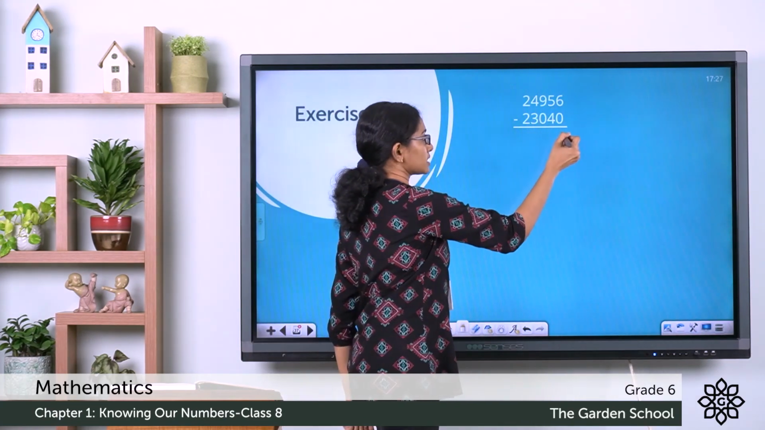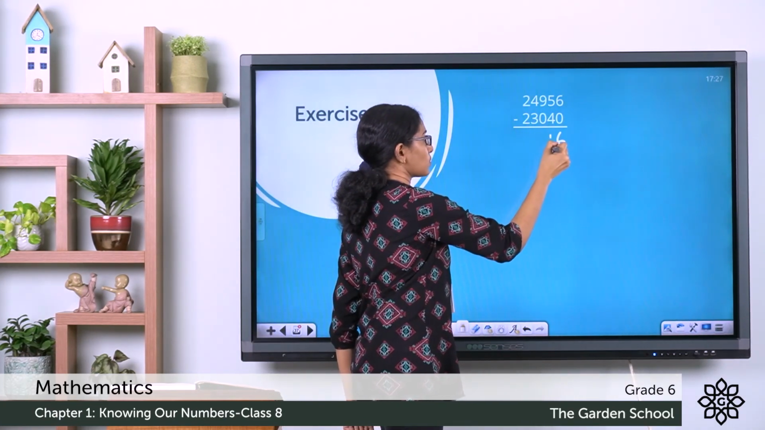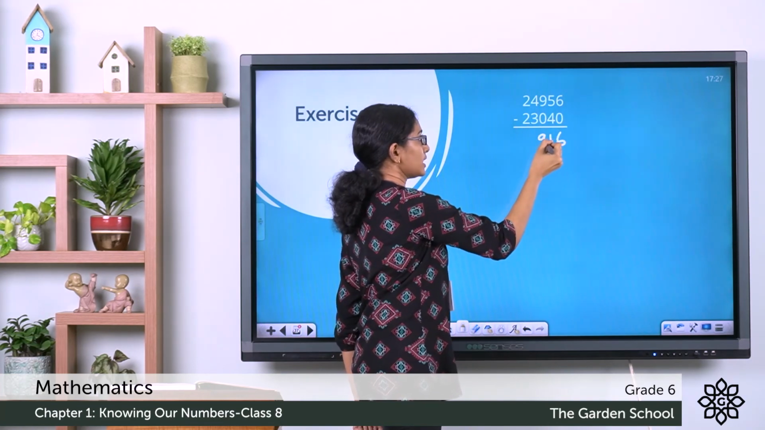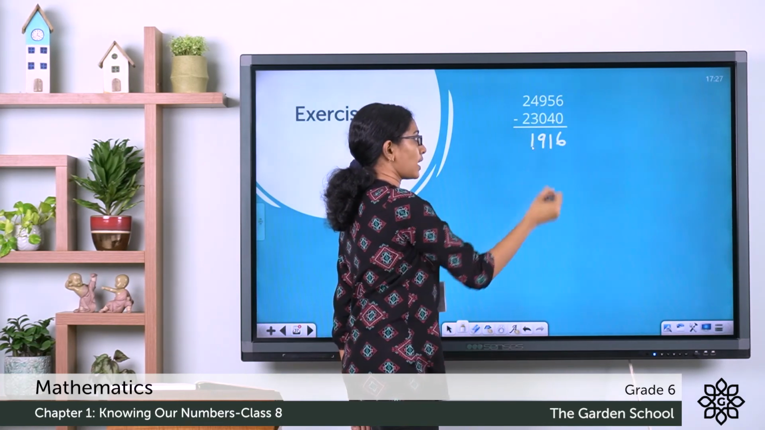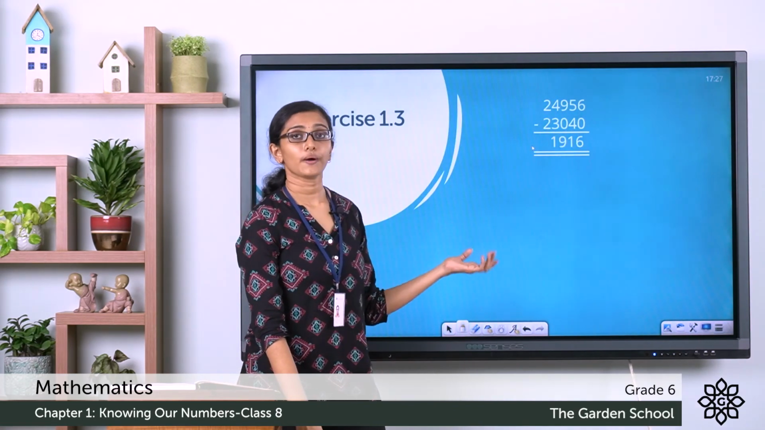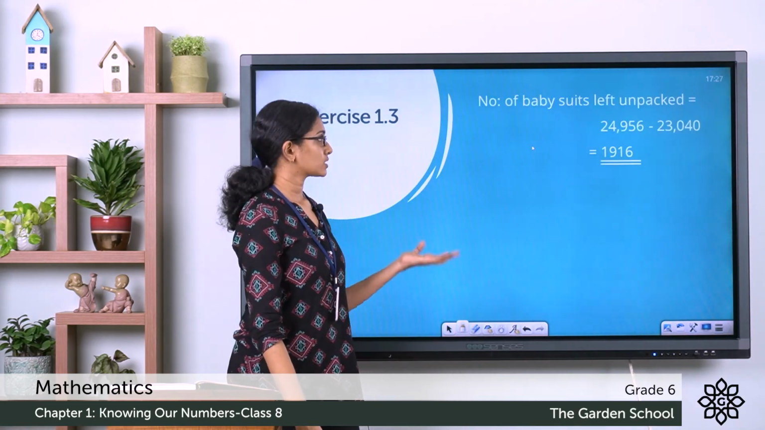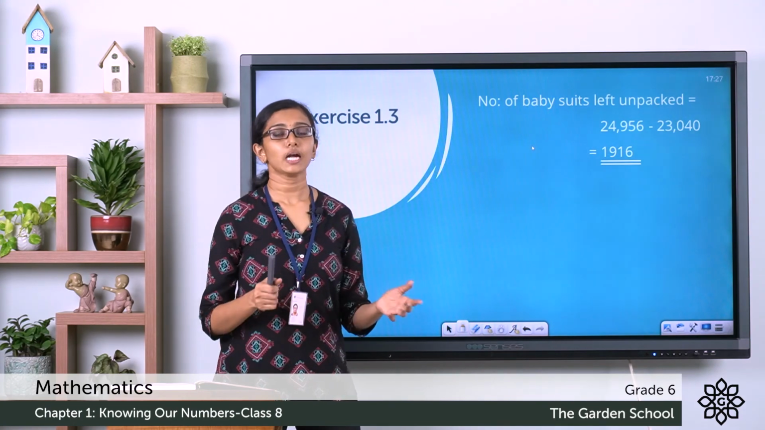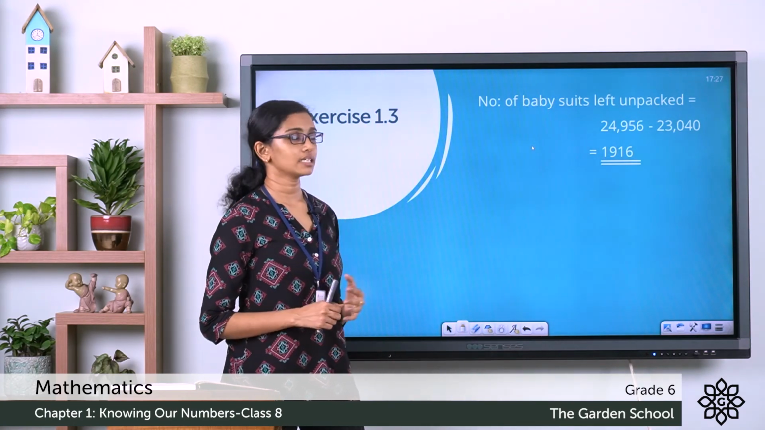Let's do the subtraction in the working column. So 6 minus 0, 6, 5 minus 4, 1, 9 minus 0, 9. 4 minus 3 is 1, 2 minus 2 equals 0. So what is the difference? The difference is 1960. So the number of baby suits left unpacked is equal to 1960.